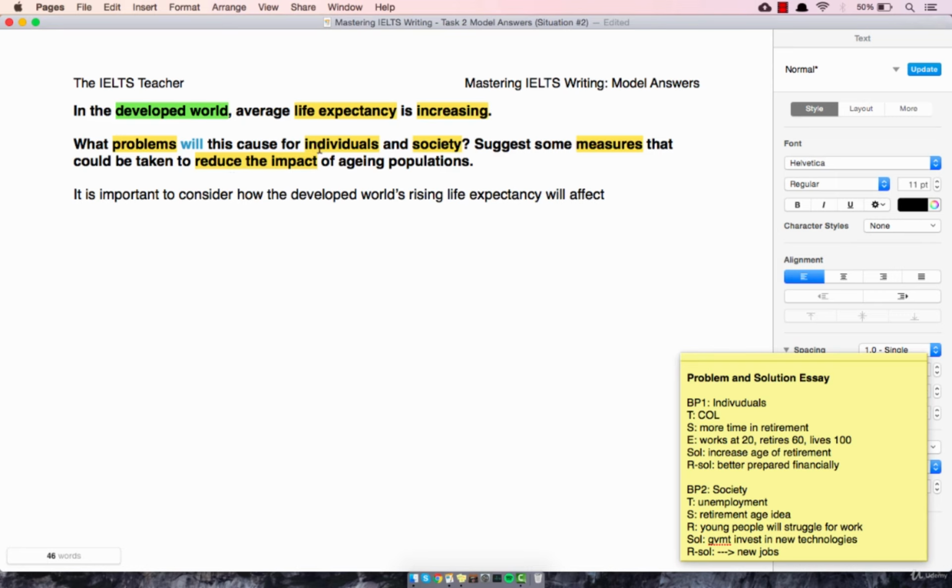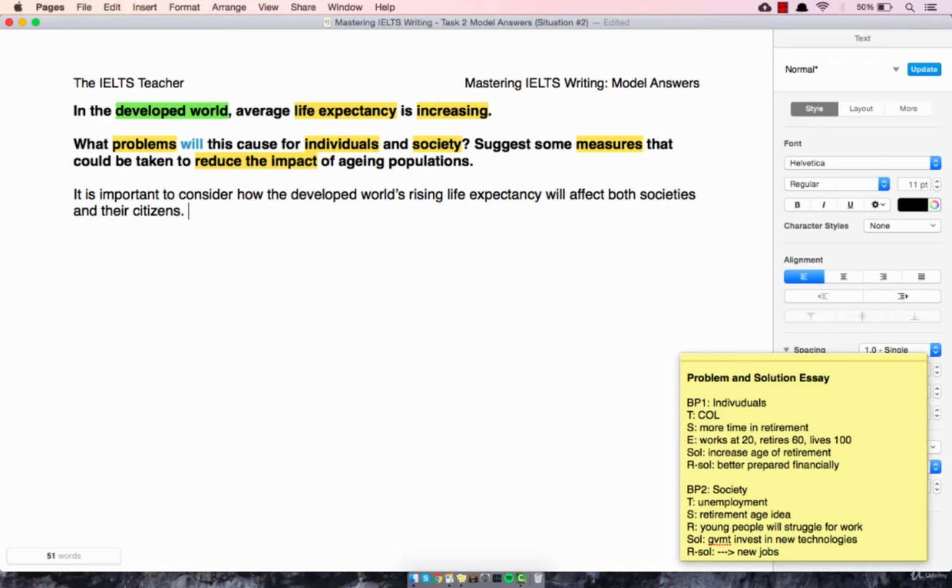And then we'll come straight into this. Will affect both, I'm going to change the order again here. Society. And actually, I'm going to look at this from a plural perspective, so we're looking at it globally, not just individual societies. So it will affect both societies and, what's another word for individuals, particularly individuals within a society? We can say citizens. And in fact, the societies possess the citizens. So it is important to consider how the developed world's rising life expectancy will affect both societies and their citizens.